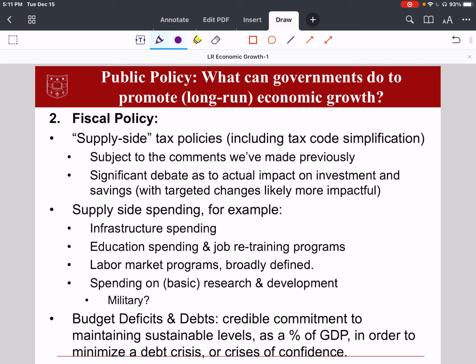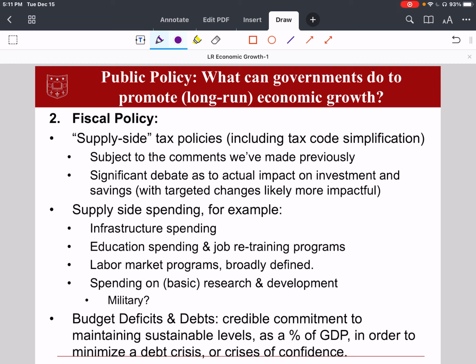For fiscal policy, we've talked about this most recently in the last set of notes. What can governments do to promote long run economic growth? Well, perhaps some supply side policies, as we talked about them before, so tax policies. And I didn't mention then, but we can add now as well, tax code simplification could fall into this bucket of supply side tax policies. So what are these? These would be tax cuts to encourage savings and investment along the lines of what we saw in the previous set of notes, subject to, of course, the comments that we raised as well in the previous set of notes. So there are distributional implications or consequences.